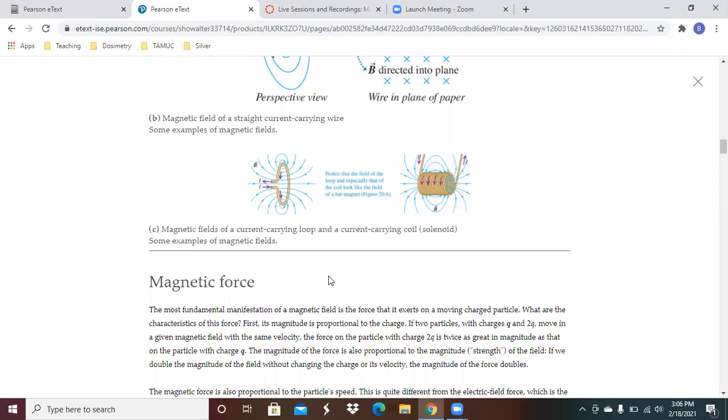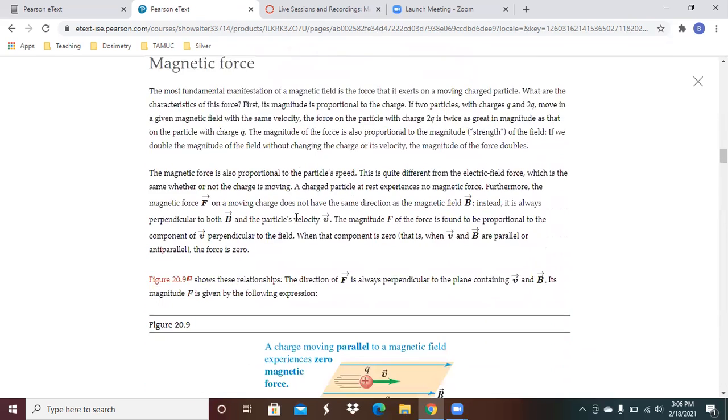So a magnetic, you can see the descriptions here for the captions. These are magnetic fields of current carrying loops and a current carrying coil. And these are some other examples of magnetic fields. And you can see some similarities there.